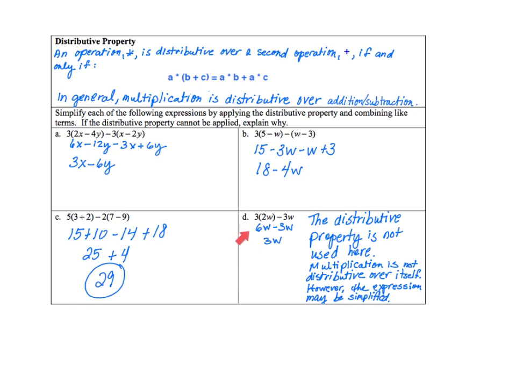Part D, the distributive property is not used here. Multiplication is not distributive over itself. However, the expression may be simplified, which is what I did. You don't distribute 3 to the 2 and to the w. You just simply multiply out.